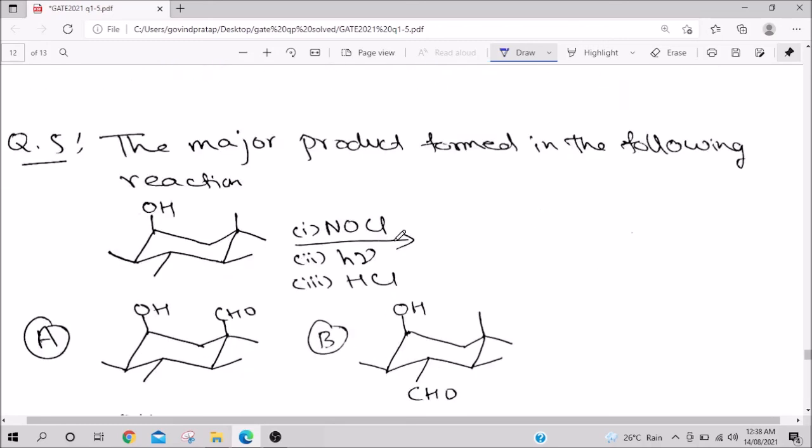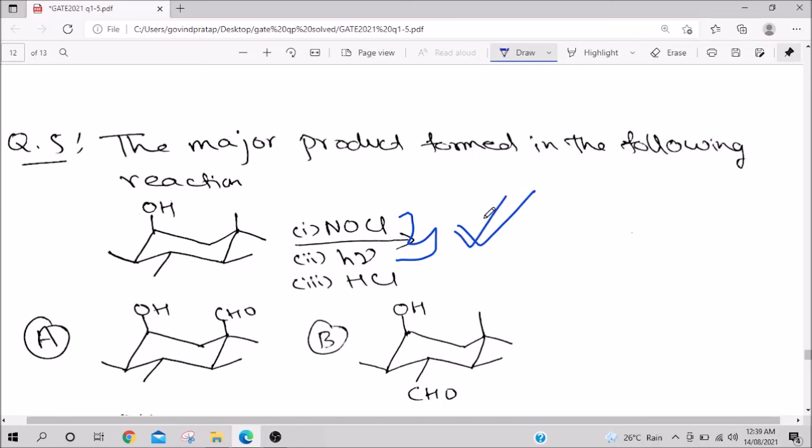Now last question is you are having an alcohol on cyclohexane, you are having alcoholic functional group, you are reacting with NOCl, then you are reacting with light, and then finally you are hydrolyzing with HCl. So forget about HCl, you concentrate only on the first 2. So this is the very famous Barton reaction. Barton reaction, you know, is a radical reaction, it is used for remote functionalization.